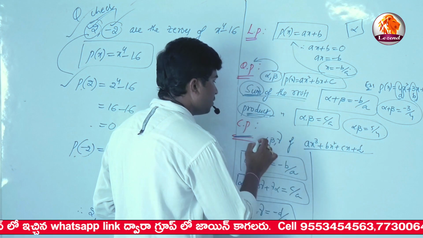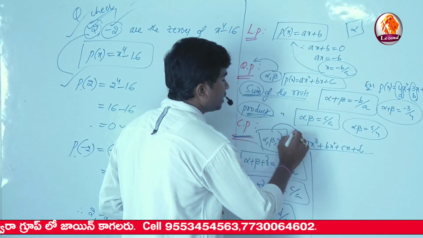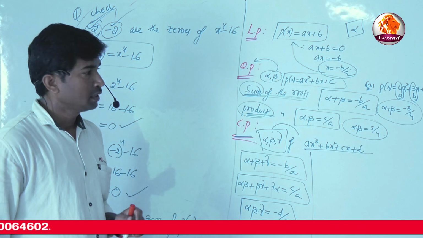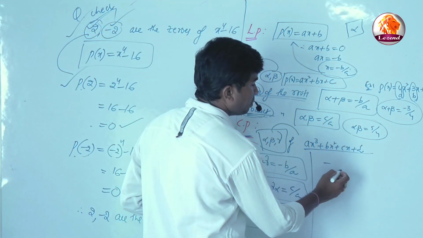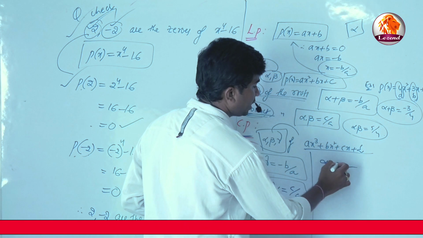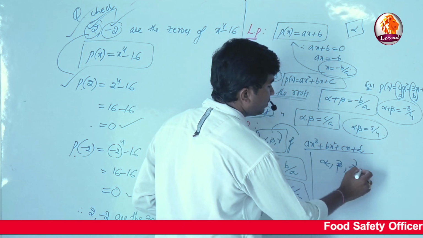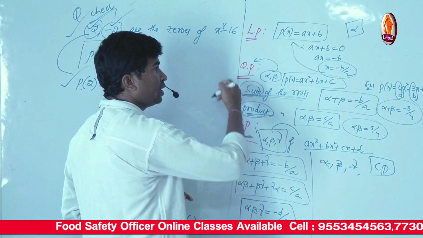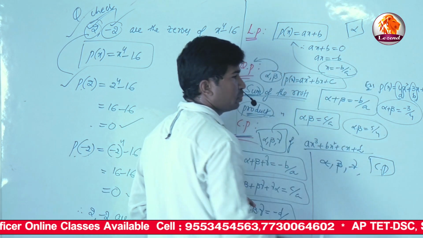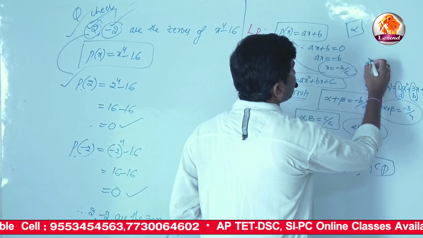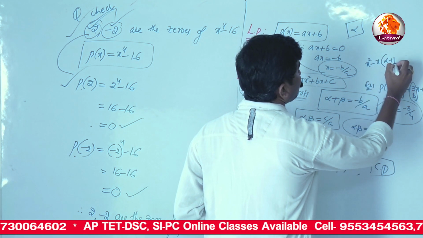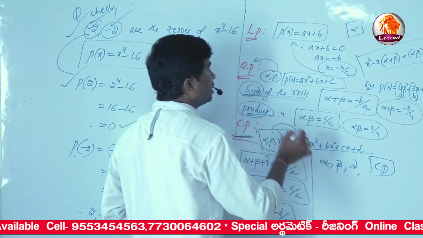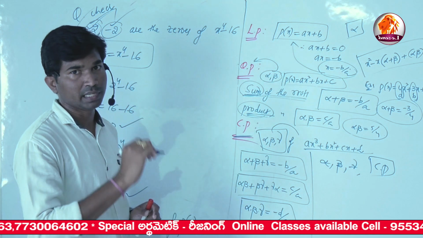For example, alpha, beta, gamma are the roots of the cubic polynomial ax cube plus bx square plus cx plus d. The question: alpha given, beta given, gamma given. How to form the cubic polynomial? In the quadratic polynomial, we know how to form the quadratic polynomial by using the roots: x square minus x of alpha plus beta plus alpha beta. This is the formation of the quadratic polynomial by using alpha, beta.